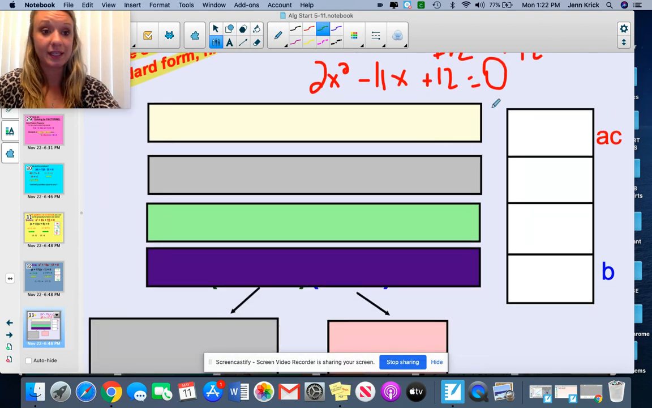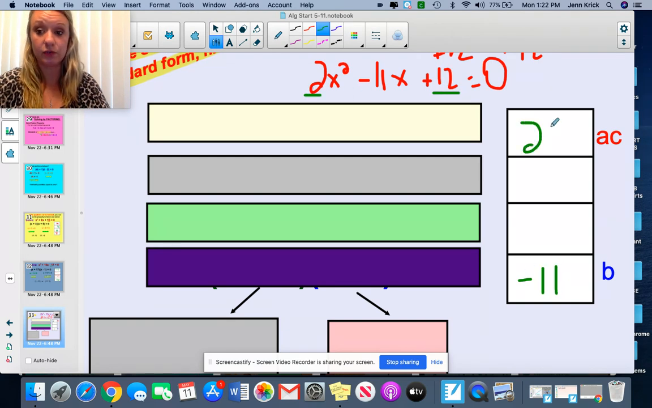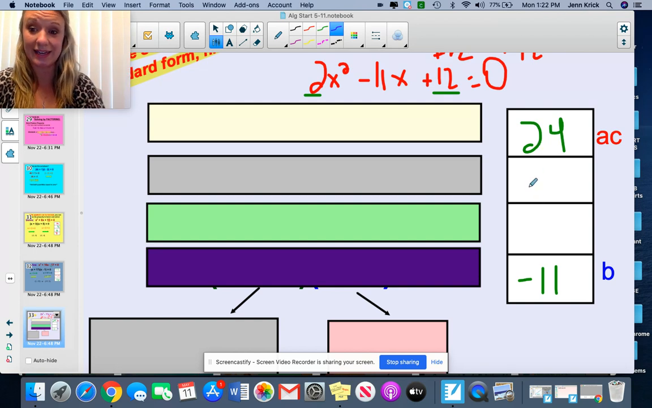Because my leading coefficient is 2 and it's greater than 1, I'm going to need two factors that multiply to AC and add up to B. I know B is negative 11, and then A times C, 2 times 12, is 24. Hopefully in your head, you're like, if I've got two factors that multiply to a positive but add up to a negative, these guys are both going to have to be negative.